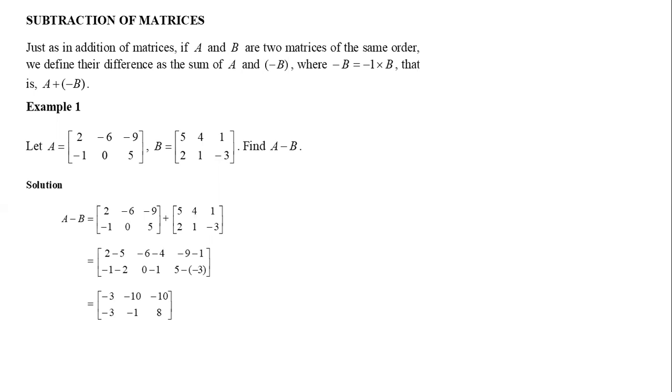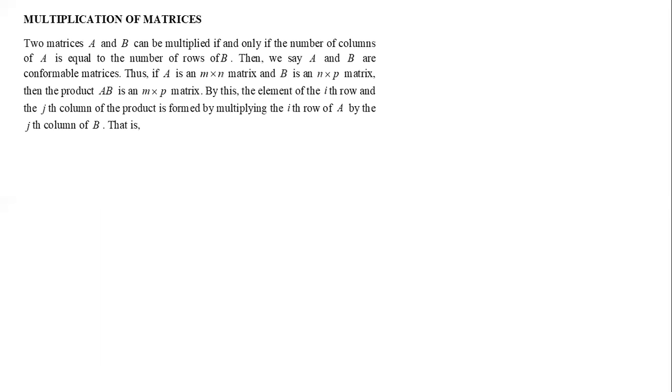The next thing we want to look at now is multiplication of matrices. For you to multiply matrices, take note. For you to multiply matrices, the matrix A must have the same number of columns as the number of rows of matrix B. It's not that they must have the same dimension. No, that is not the condition.